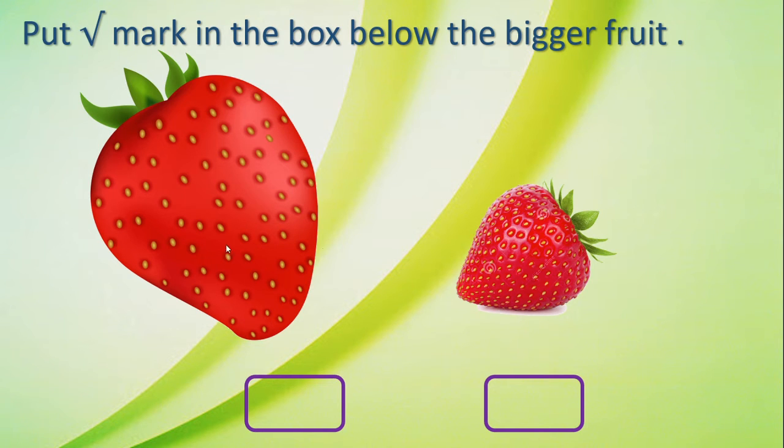अभी हम लोगों को दोनों फ्रूट को कंपेयर करना है। हम लोगों को क्या करना है अभी? टिक मार्क करना है। किसी एक बॉक्स में टिक मार्क करना है, बट कौन से बॉक्स में? बिगर फ्रूट के बॉक्स में। यू नो द मीनिंग ऑफ बिग, राइट? बिग मीन्स बड़ा. So which is the bigger one here? Right, very good. This is the bigger one. So we will tick mark in this box.